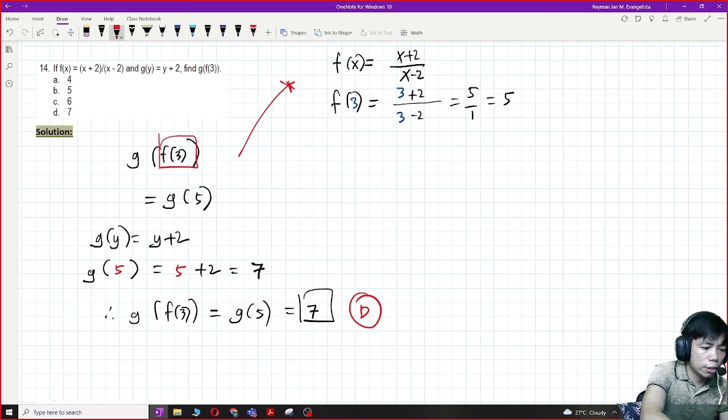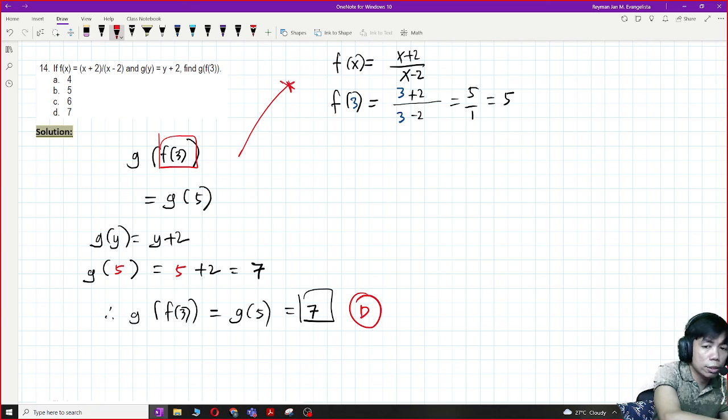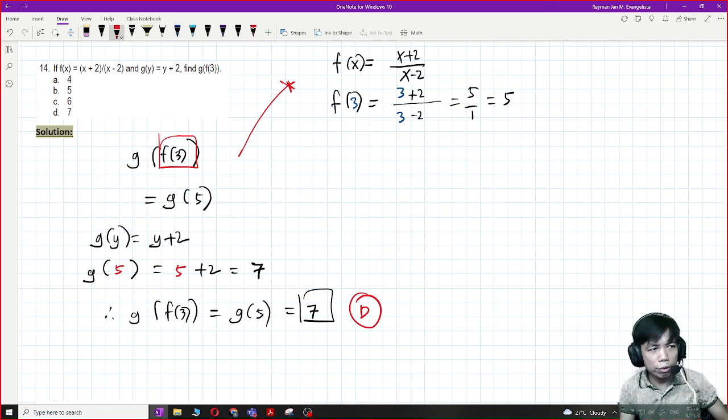Okay, so yan lang. Yung ibang items dyan guys, kasama sa quiz nyo sa Thursday or Friday. Siguro Friday na lang, Friday, kasi nasa school ako nun pag Friday.